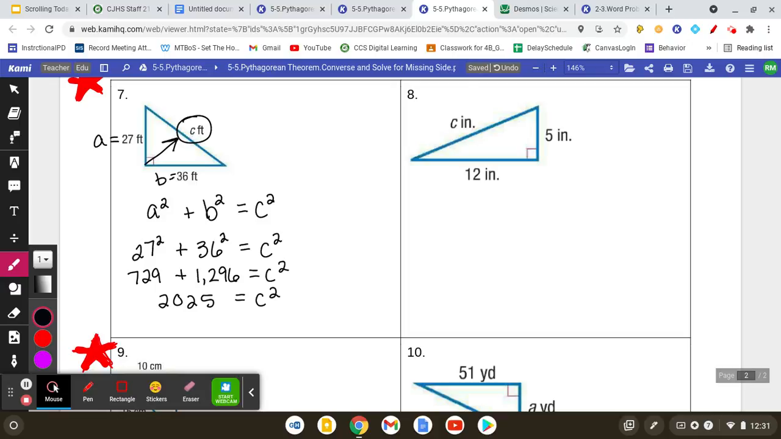Now, we've learned about squares on our previous unit. So what is the opposite of squaring something? Because remember, we want to get C. We want to figure out what the length of C equals, not what the length of C squared equals. So we need to undo that. The opposite of squaring something is to take the square root. And what we do to one side, we must do to the other.